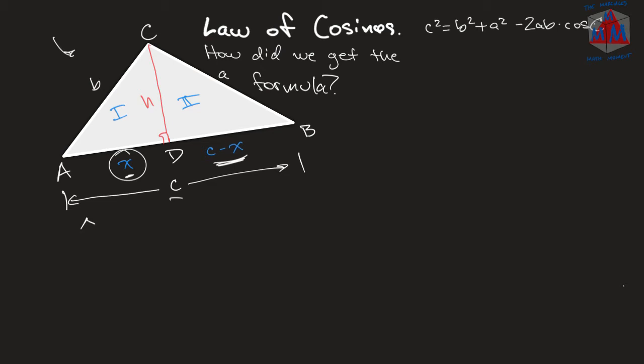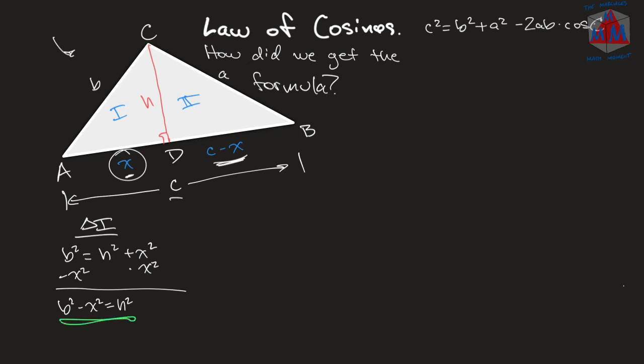So for triangle 1, if I write the Pythagorean theorem to kind of just orient ourselves with the triangle, I have b squared, which is the hypotenuse, equals h squared plus x squared. And this is a relationship within this triangle because it's a right triangle. Now I'm going to solve for h. I'm going to do that by subtracting x squared from both sides. And I have b squared minus x squared equals h squared. And this will become important in just a moment.